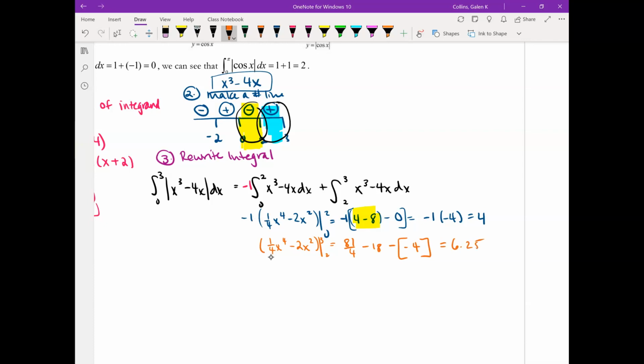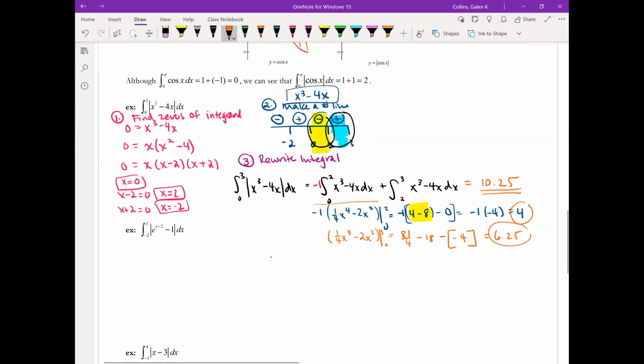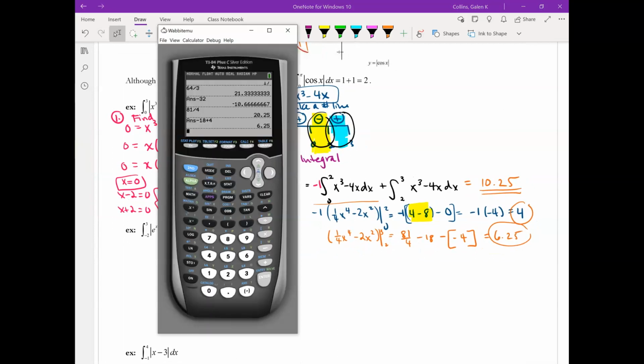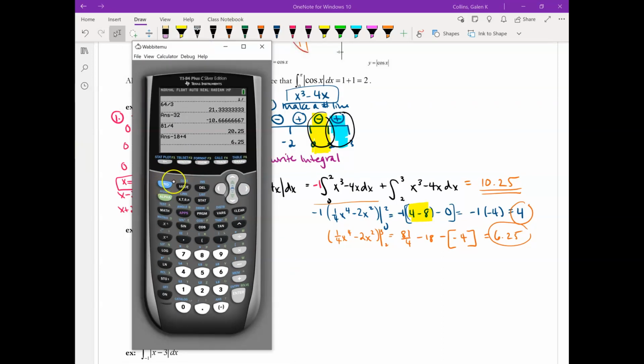Okay, so going back up to where we rewrote the integral, we get 4 for the first integral. We get 6.25 for the second. So when we add those together, we should get 10.25. Now, the purpose of this section is to do this without the calculator, but it's a great tool to use to practice, to check and see if we did this correctly. And it also helps you practice doing antiderivatives in the calculator.